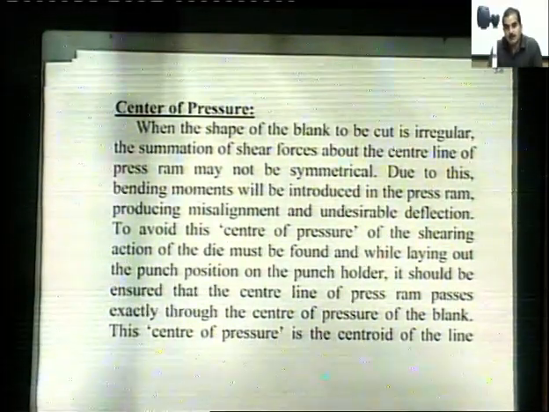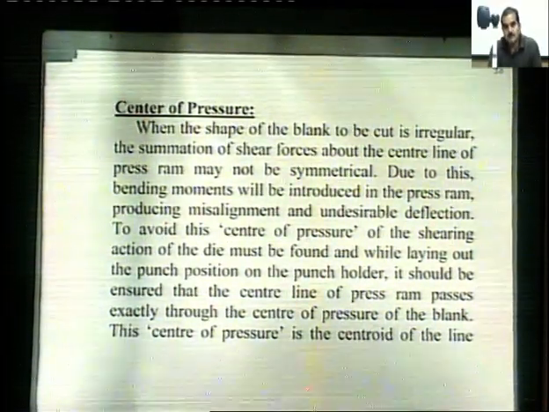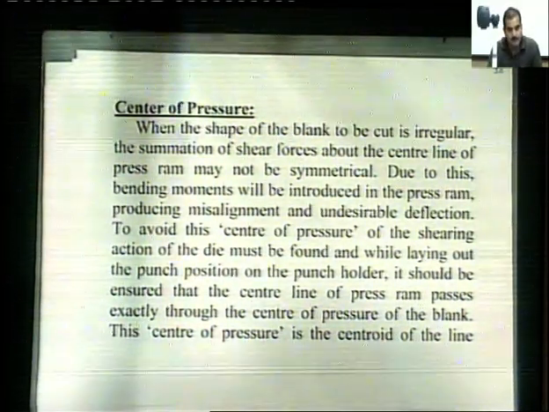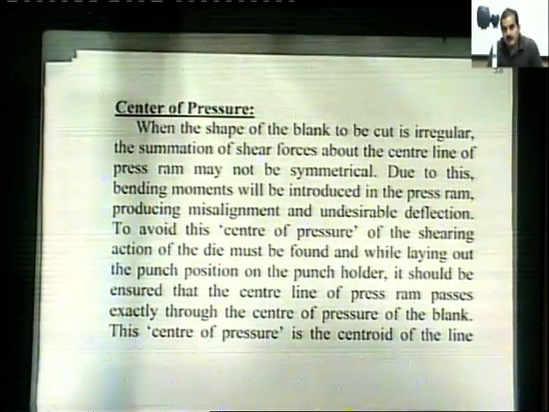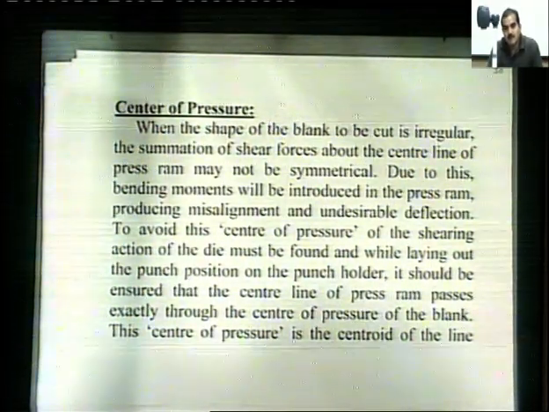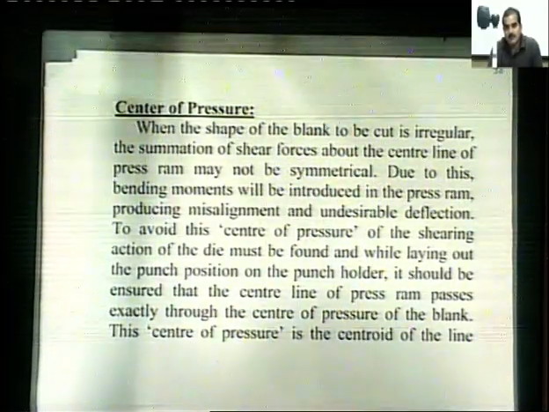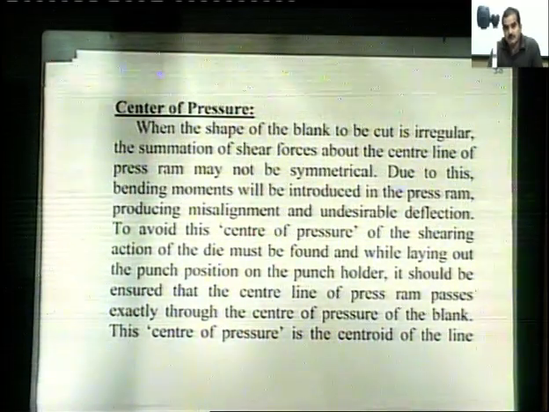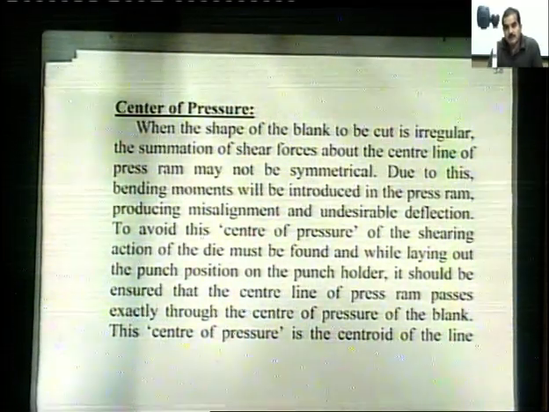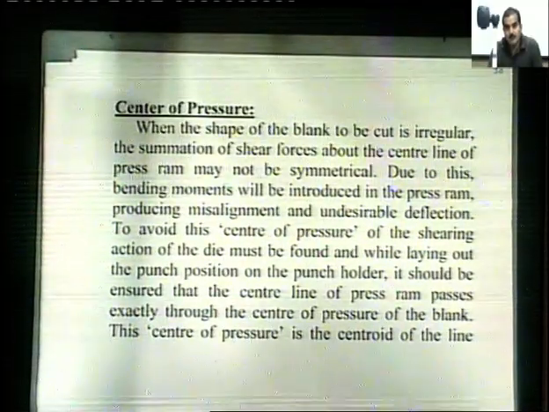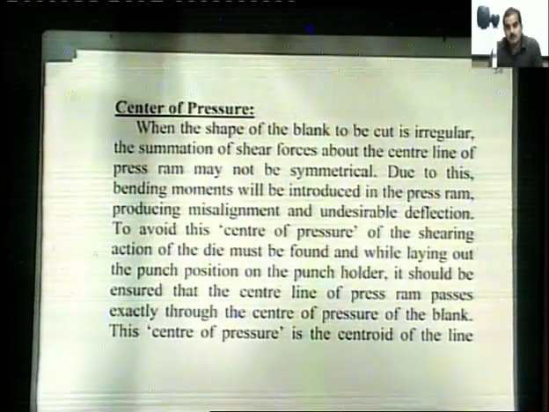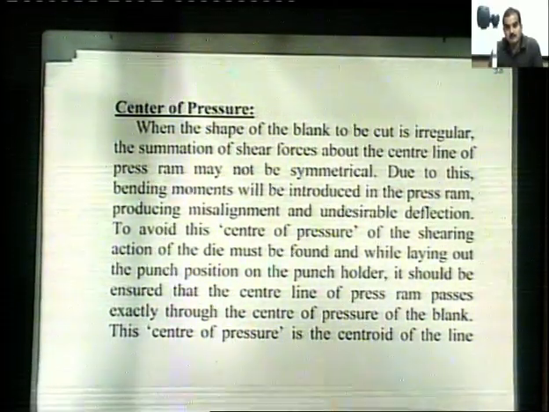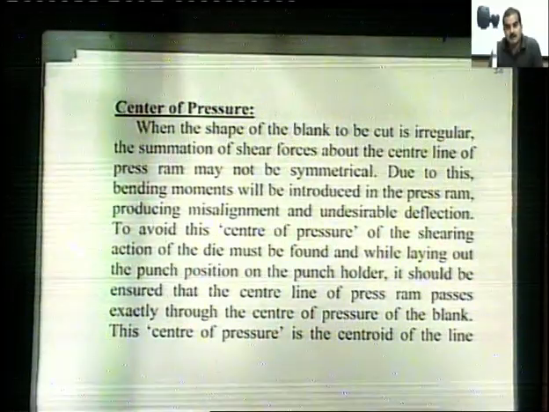Then comes alignment. For cutting operations, the position of the punch and the position of the die should be very correct, meaning the alignment of punch and die should be correct. When the shape of the blank to be cut is irregular, the summation of shear forces about the center line of the press ram may not be symmetrical. Due to this, bending moments will be introduced in the press ram, producing misalignment and undesirable deflection.